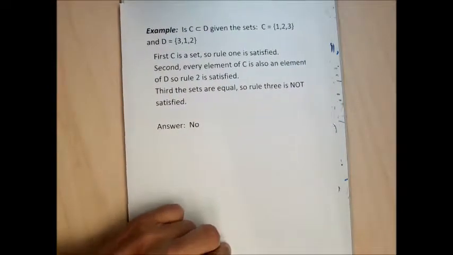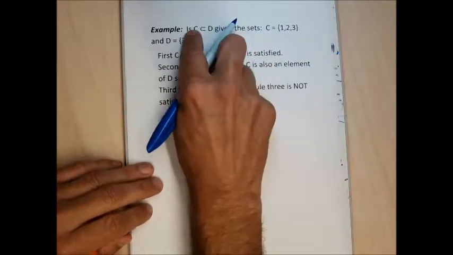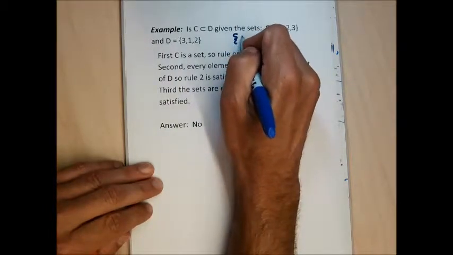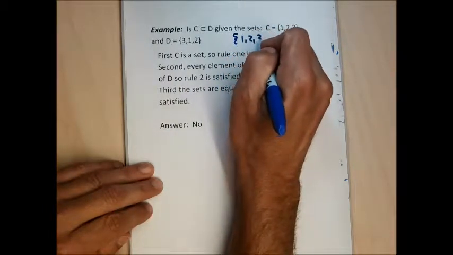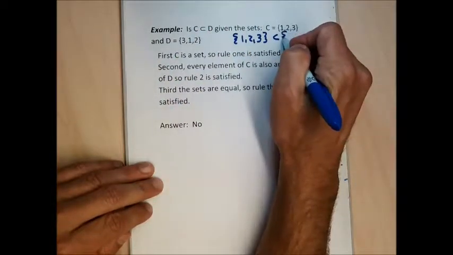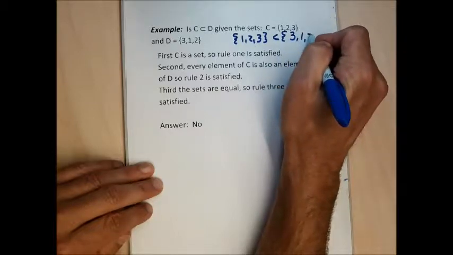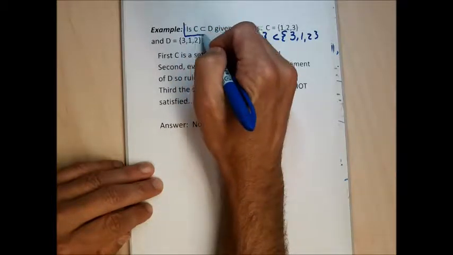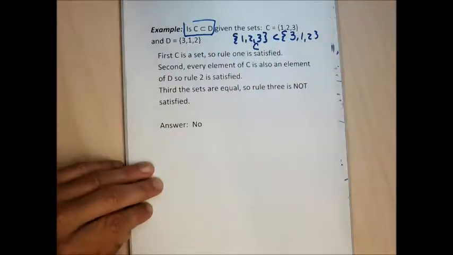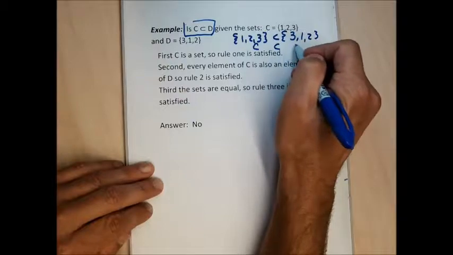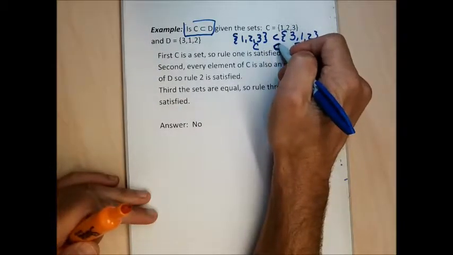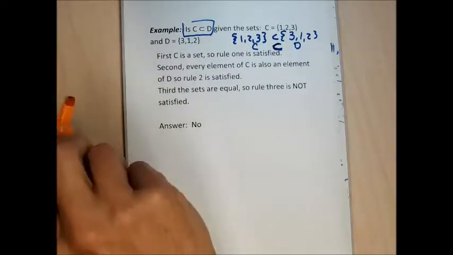Let me move on to do another example. Is C a proper subset of D, where C is the set containing the numbers 1, 2, and 3, and D is the set containing the numbers 3, 1, and 2? So the question that this is asking me to answer is: is the set containing the numbers 1, 2, 3 a proper subset of the set containing 3, 1, and 2? I look at the rules.